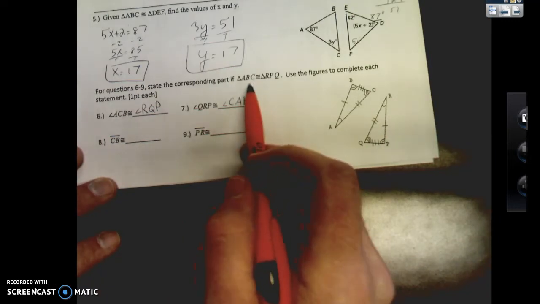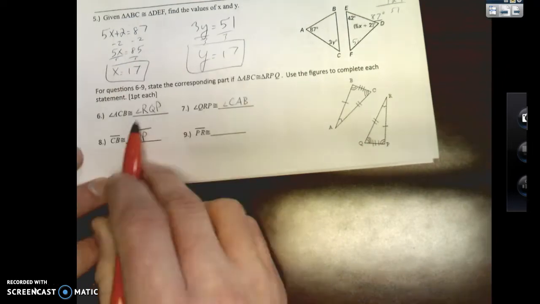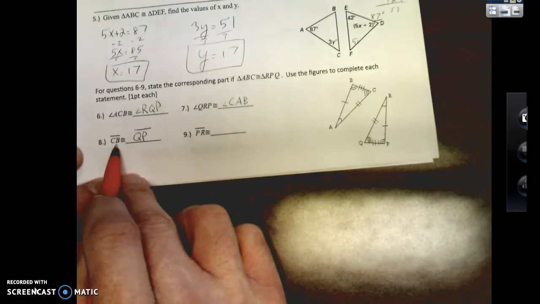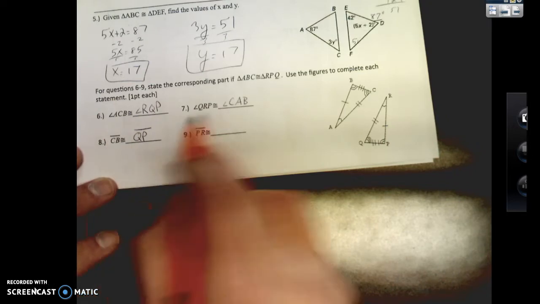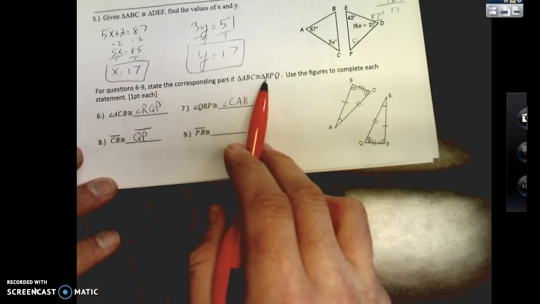CB, we're going 3 then 2, is congruent to QP. If you're wondering how to write the notation, just look over here to the left and write the same thing down. And finally, PR is congruent to BA.